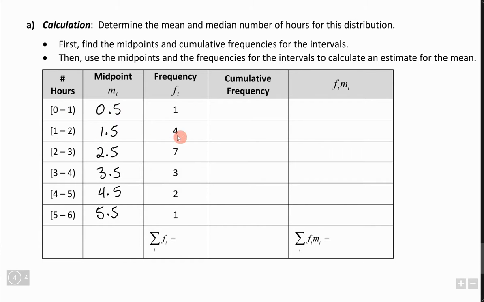Now, the next column is the frequency values. So how many times each interval is occurring. So we have 1 for the 0 to 1, 4, then 7, then 3, then 2, then 1.